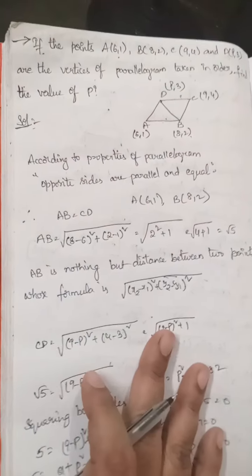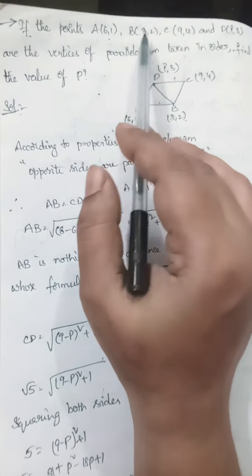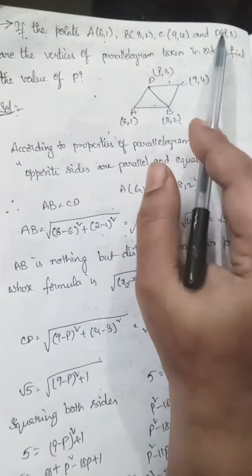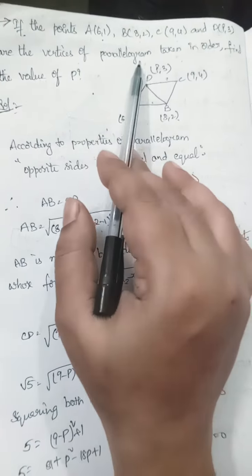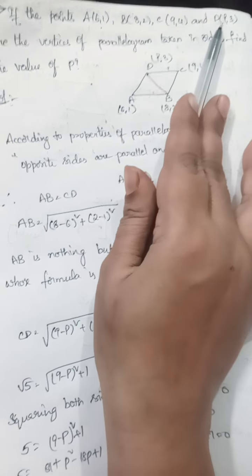Hi, hello to everyone. In this video, I'm going to solve a problem: if the points A(6, 1), B(8, 2), C(9, 4), and D(p, 3) are the vertices of a parallelogram taken in order, find the value of p, which is given in the point D.